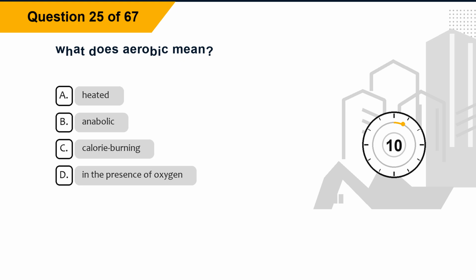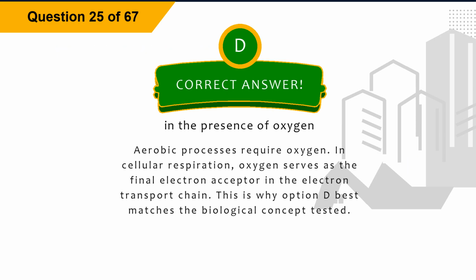Question 25. What does aerobic mean? Option A, heated. Option B, anabolic. Option C, calorie burning. Option D, in the presence of oxygen. The correct answer is option D, in the presence of oxygen. Explanation. Aerobic processes require oxygen. In cellular respiration, oxygen serves as the final electron acceptor in the electron transport chain. This is why option D best matches the biological concept tested.